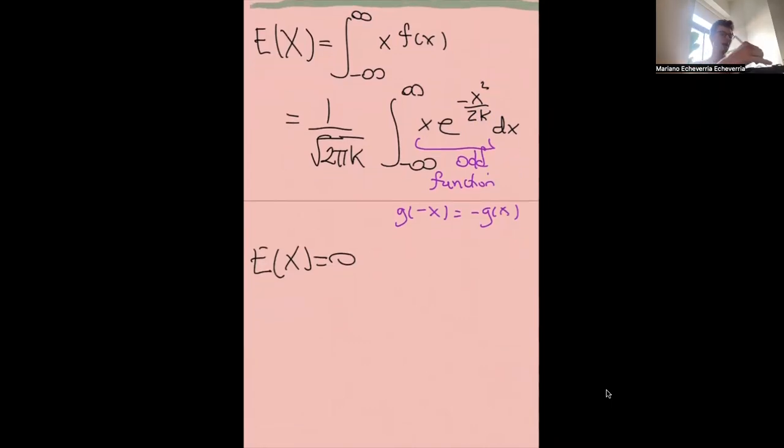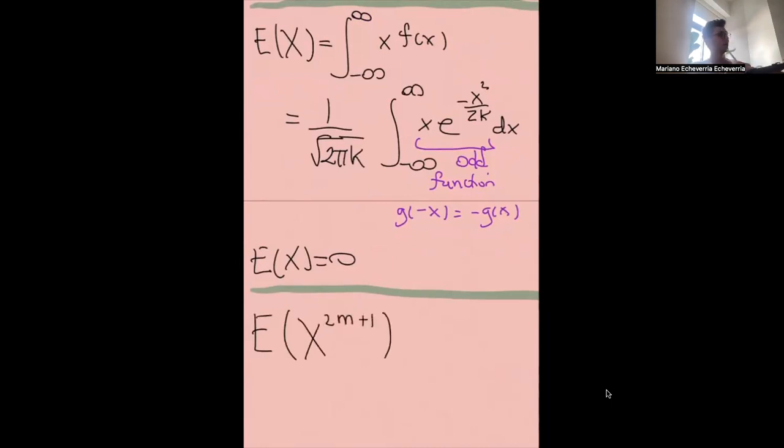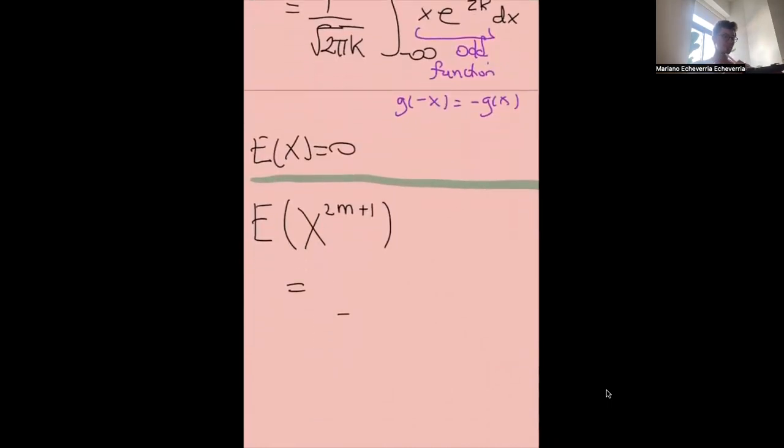So in fact, you could do an extension of this, which is: what do you think would be the odd moments? We never computed them, but what would the odd moments be, just based on what we were just saying?